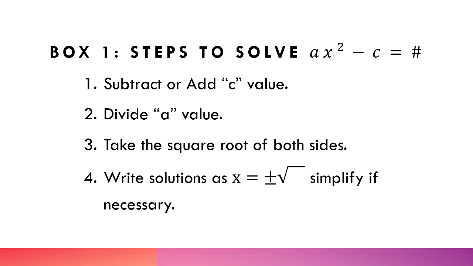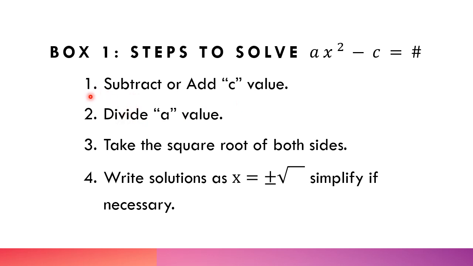So, how do I know that I am going to be using square root? Well, if you have the setup here where it's ax squared minus c equals a number, that lets us know that we are going to be using square root. There is no b term. We just have an a term and our c term.